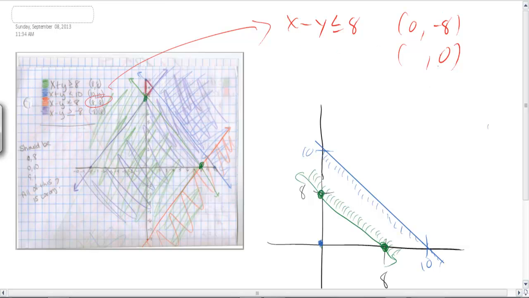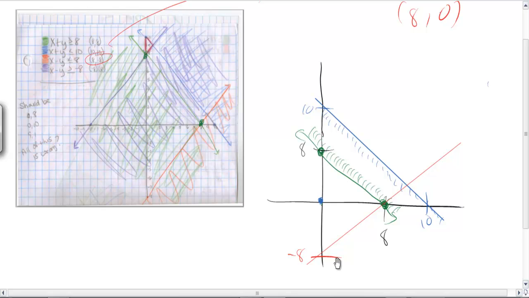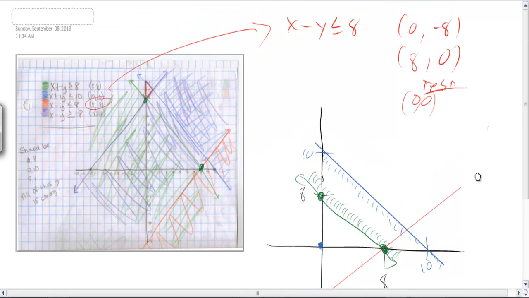When I substitute in 0 for y, I'm going to end up getting 8 for x, and now I'm going to plot those points and connect the dots. Okay, so we have negative 8 and 8, and now on to the shading. So test point again of 0, 0, and when we substitute that back in, we get 0 minus 0 is less than or equal to 8. This is true because 0 is less than 8.